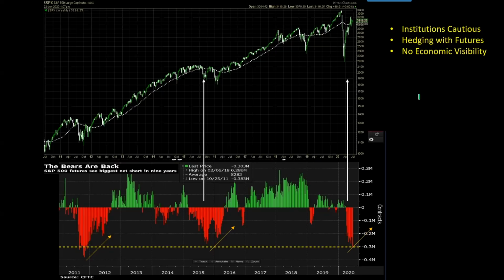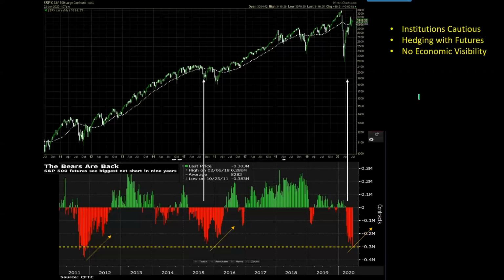And it may not necessarily be that the bears are back as much as it is caution among institutions to partially hedge their long positions with futures, and that is the result of their caution about the economy. That was also the case back in 2015 and 2016. You had Brexit and the uncertainties of Brexit, and also the presidential election, so institutions were careful.